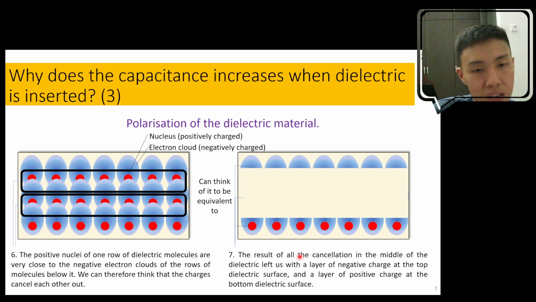So the result of all the cancellation in the middle of the dielectric leaves us with a layer of negative charge at the top dielectric surface and a layer of positive charge at the bottom dielectric surface. The electron cloud of the upper row is not neutralized by any other nucleus. The positive nucleus at the bottom row is also not neutralized by any other electron cloud. So they remain as negatively charged on the upper dielectric surface and positively charged at the bottom dielectric surface. That's the effect of polarization on the dielectric material.